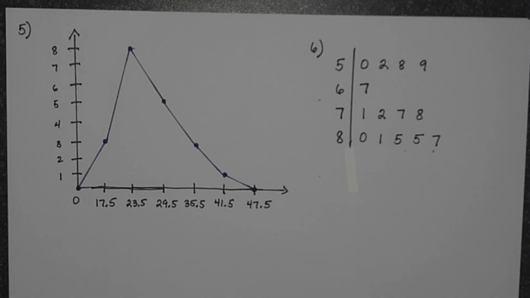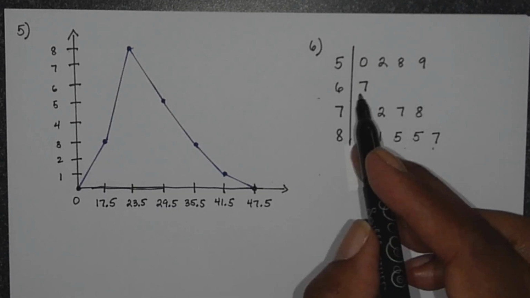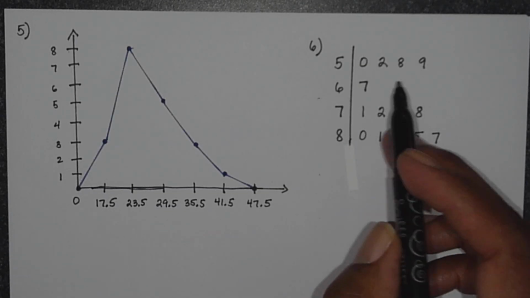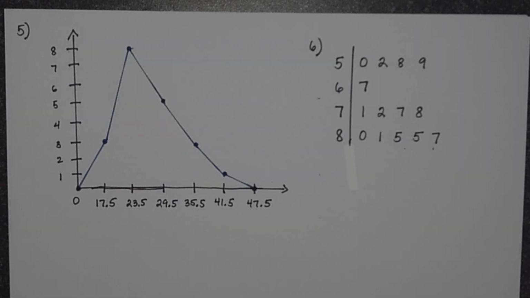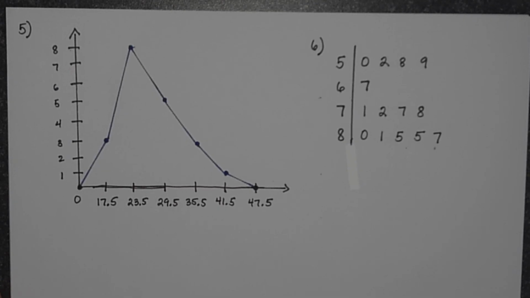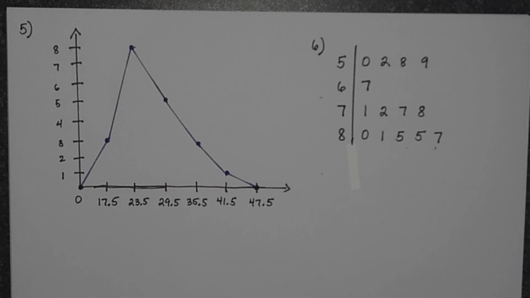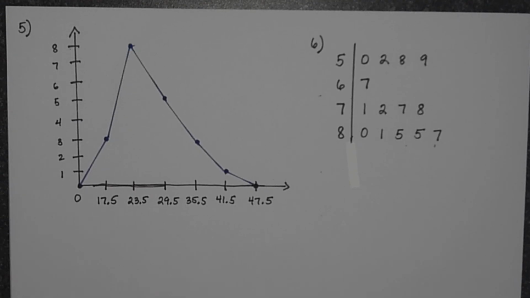And there are 14 data values, so that means we better have 14 leaves here. That's 5, 9, 14, and we do. So this is what our stem plot or stem and leaf plot would look like. Are there any questions about problem number 6?